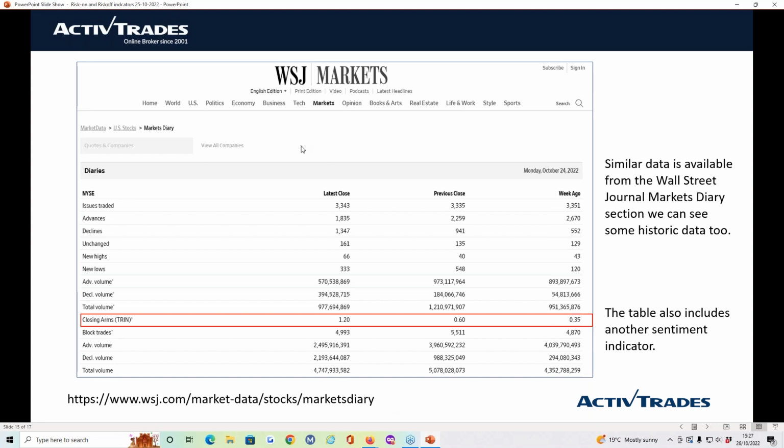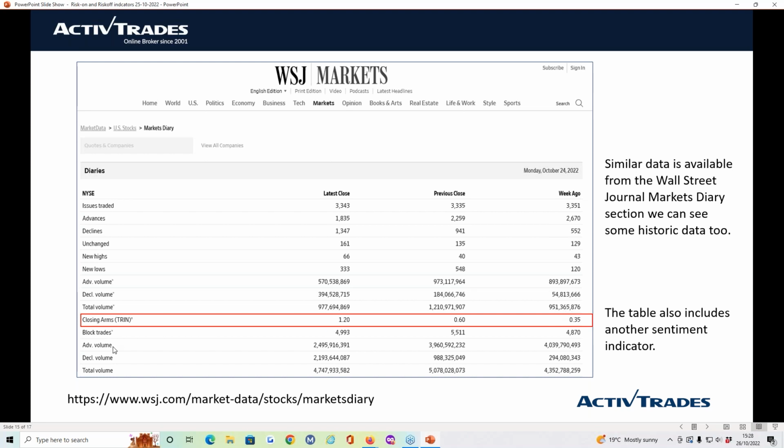Again, it's a very similar setup: number of issues traded, number of issues advancing and declining, number of issues unchanged. What we also get is a comparison between the most recent closing data, the prior close, and the data from a week ago. So we're able to get a perspective from this data. For instance, if we're looking here at the volume traded, you can see 977 million here, 1.2 million the prior day, and 950 odd million from the previous week.